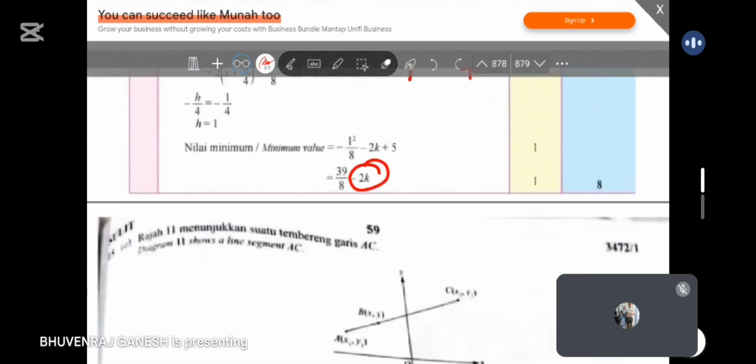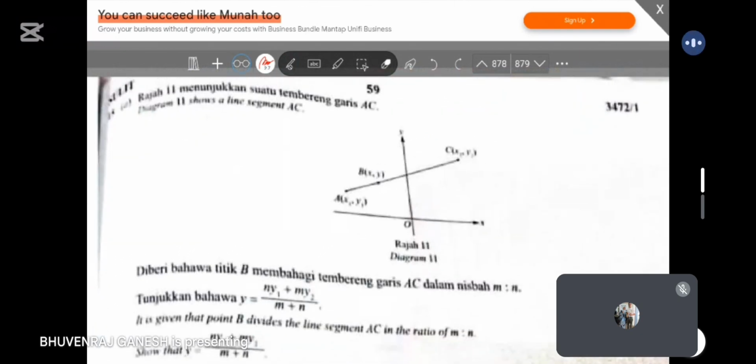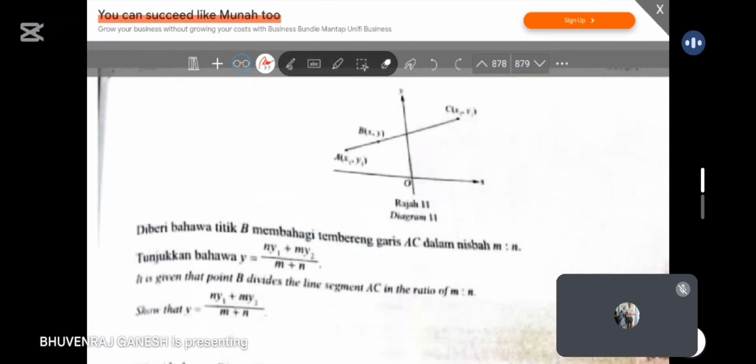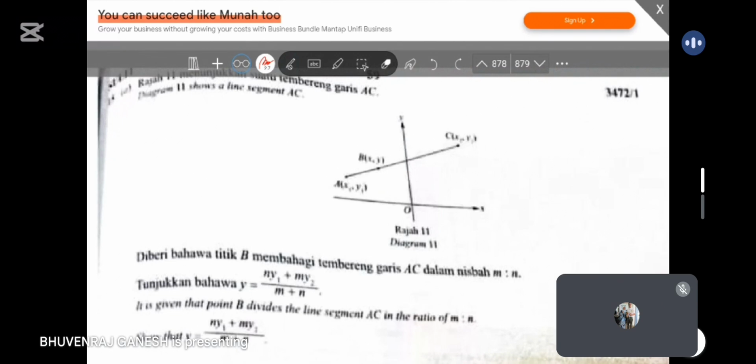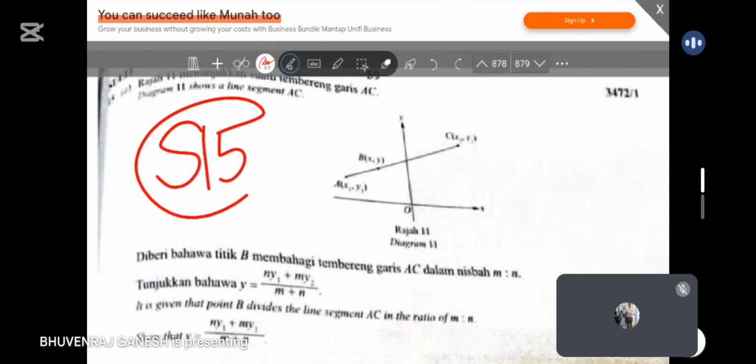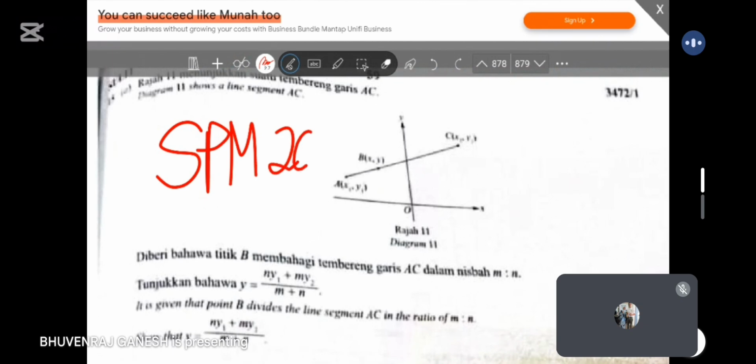Okay, all right. So we look at the last question here. Question number 15. Soalan nombor 15. Okay, guys, for this question, they ask you to show this. Kamu kena buktikan yang ni. Okay, guys, if you all attended the SPM 2021 discussion, SPM 2021 Paper 1 also at Maths, they came out with the same question. Dia keluar soalan buktikan sama.